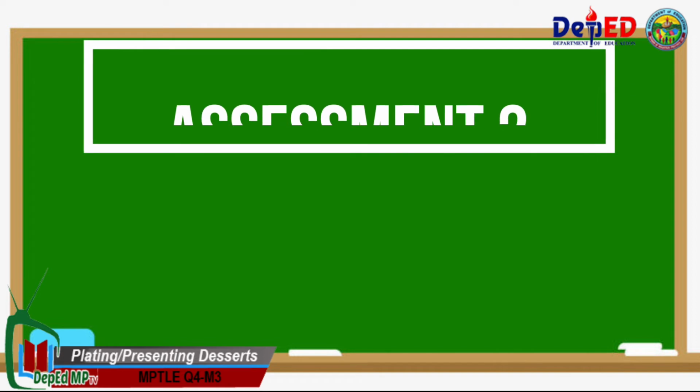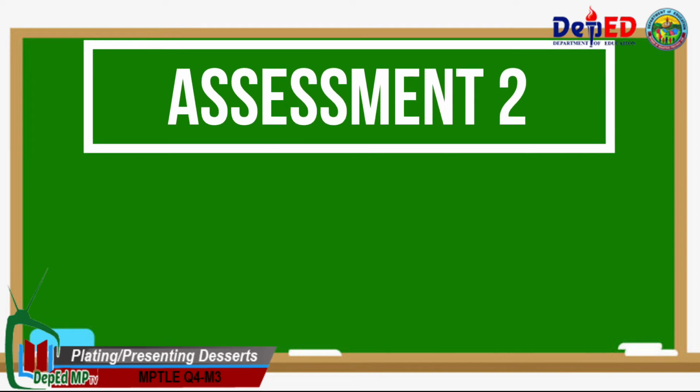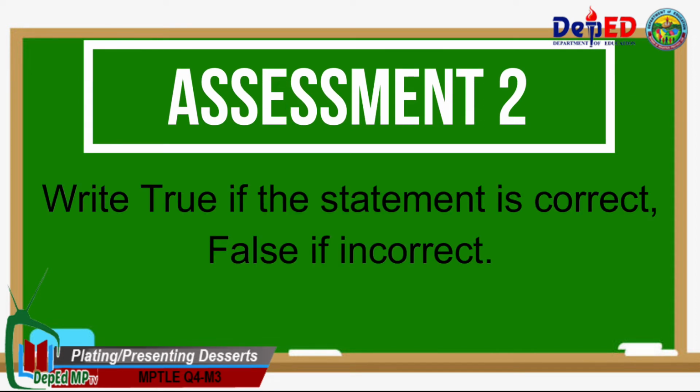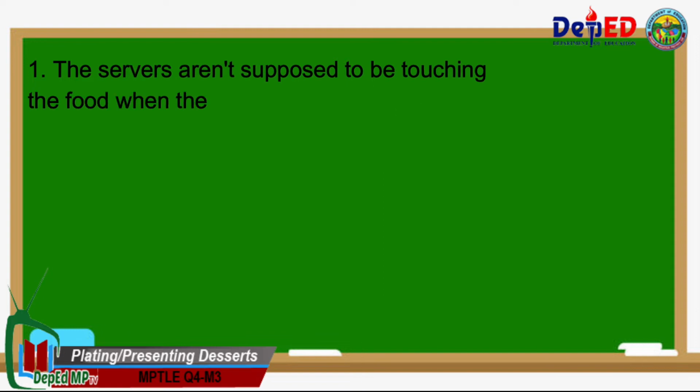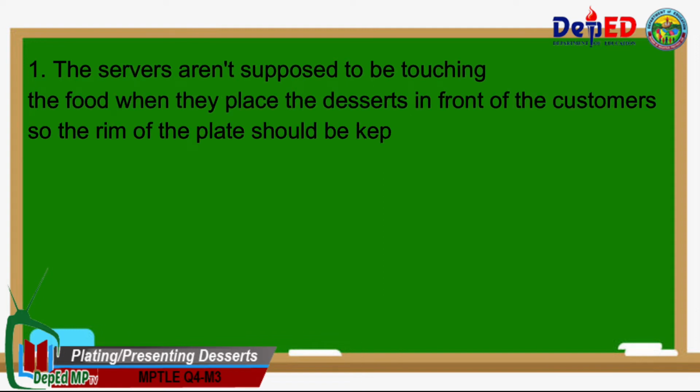Alright, so those are the guidelines in plating desserts. Now, let us move on with Assessment 2. Write true if the statement is correct, false if incorrect. Number 1. The servers aren't supposed to be touching the food when they place the desserts in front of the customers, so the rim of the plate should be kept clear.